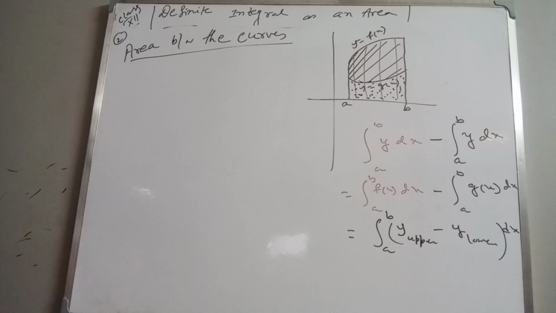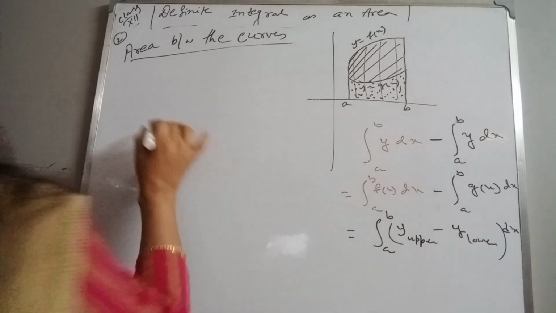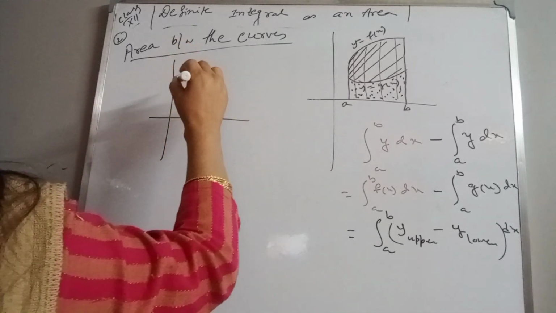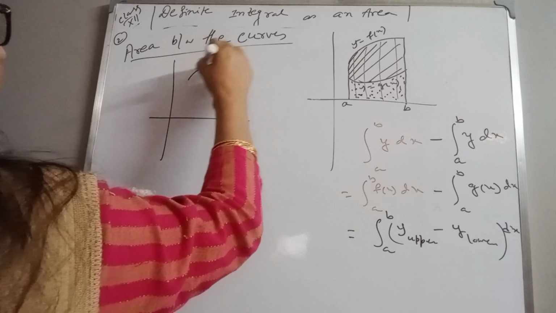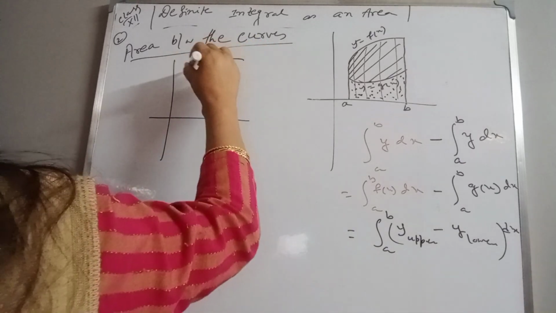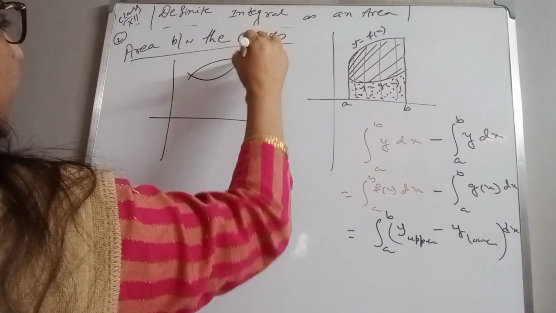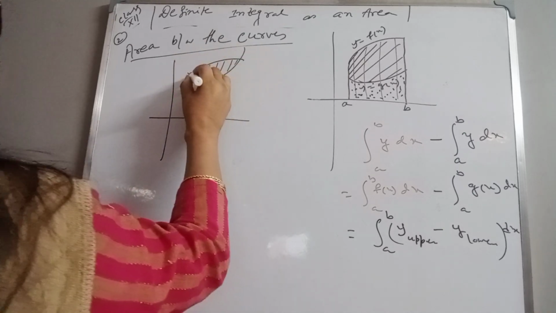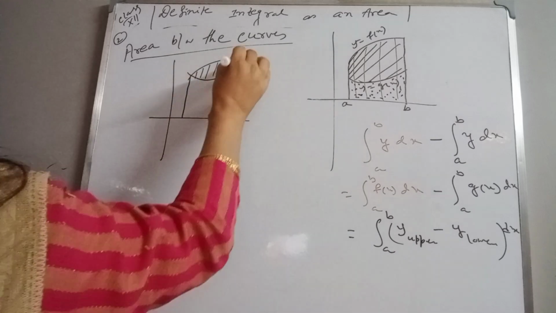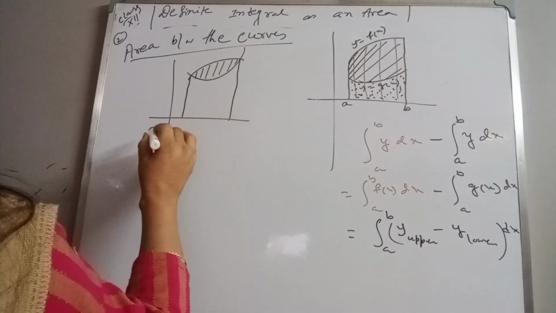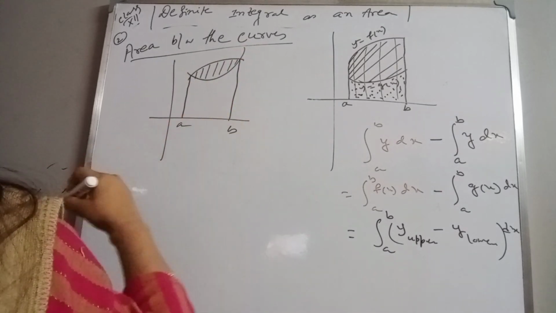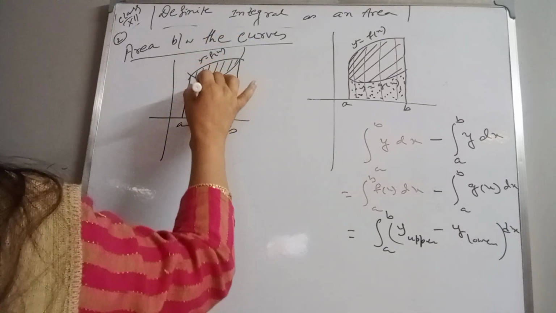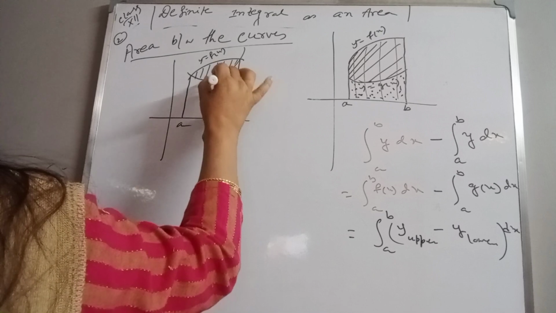The same thing, we can draw the graph like this also. Another graph I am showing. The graph may be like this, and another graph like this. It may be so. What we will do is the same thing here: drop perpendiculars. So this is a, this is b. This is y equals f(x) here and y equals phi(x) here.